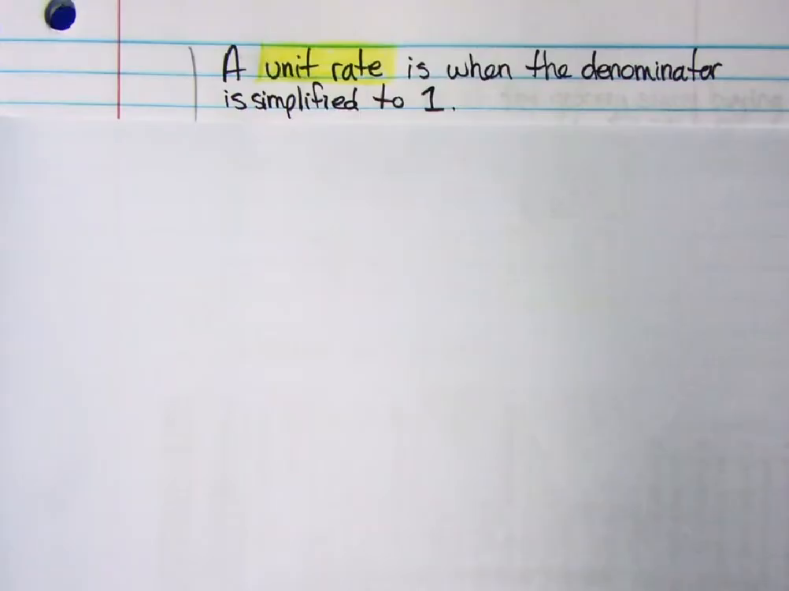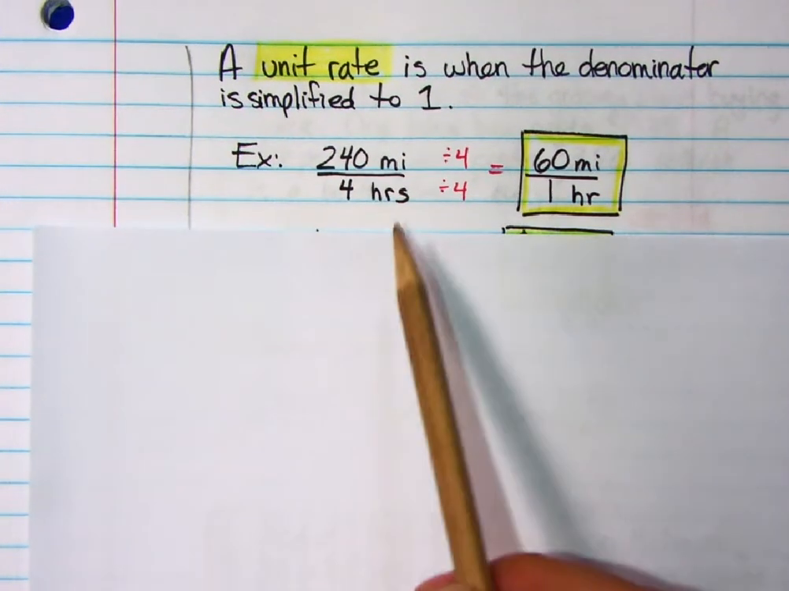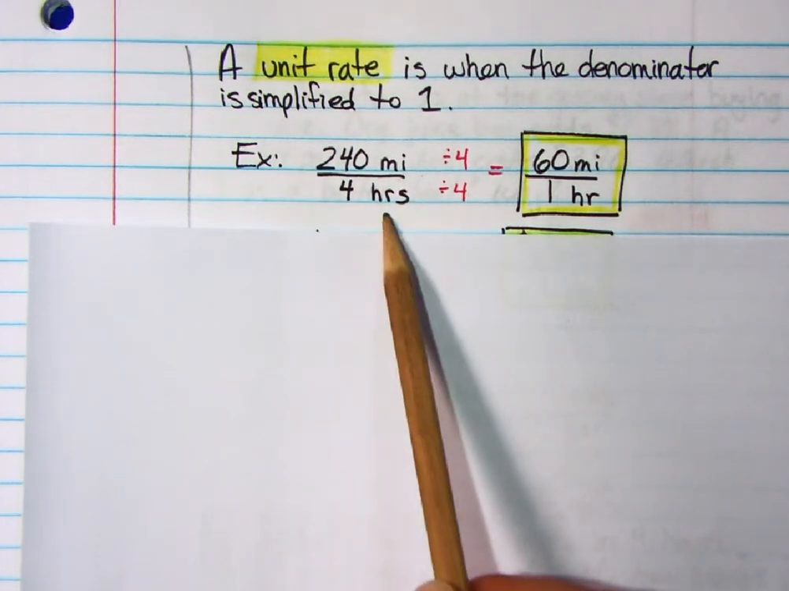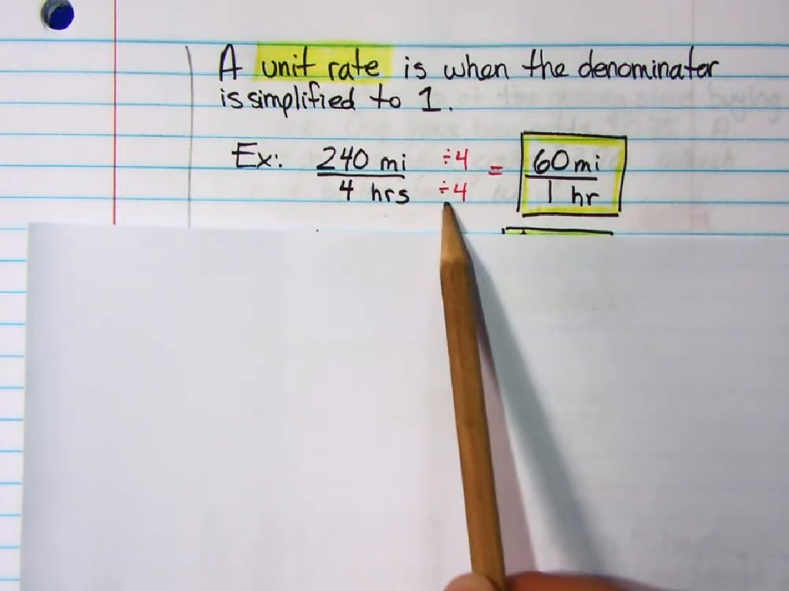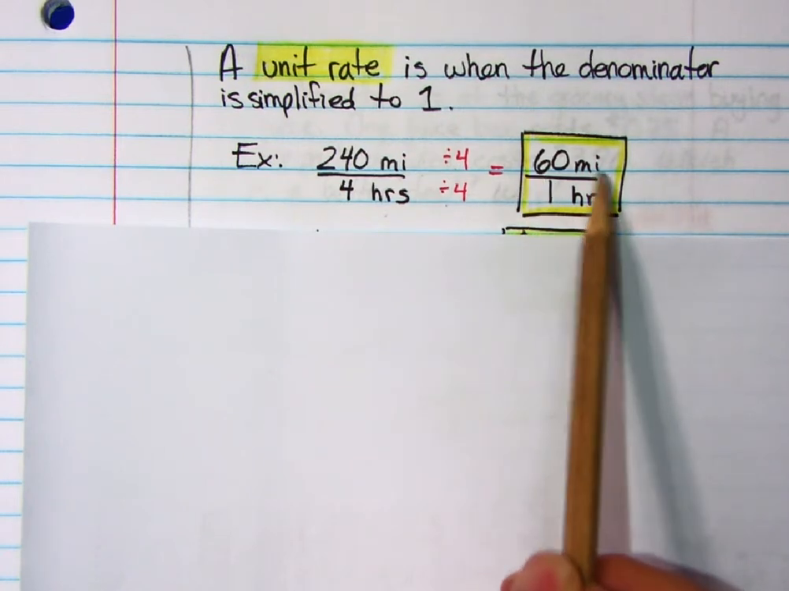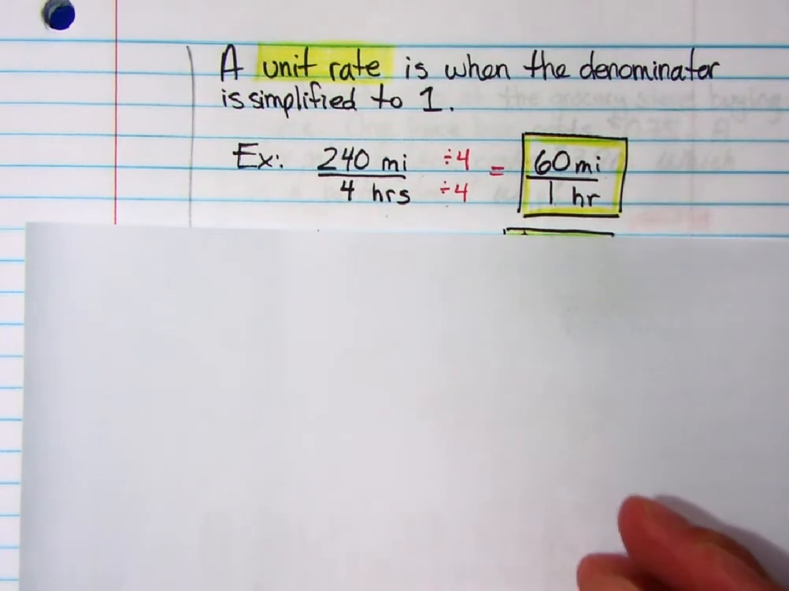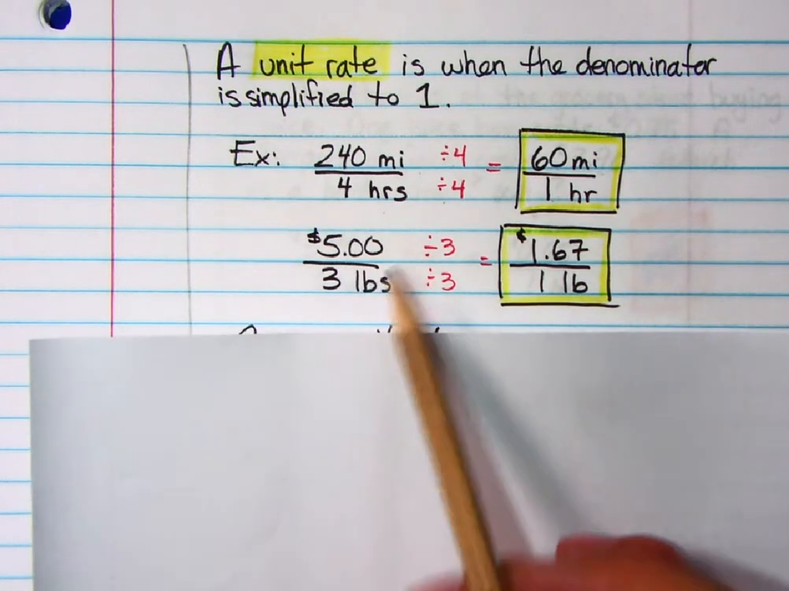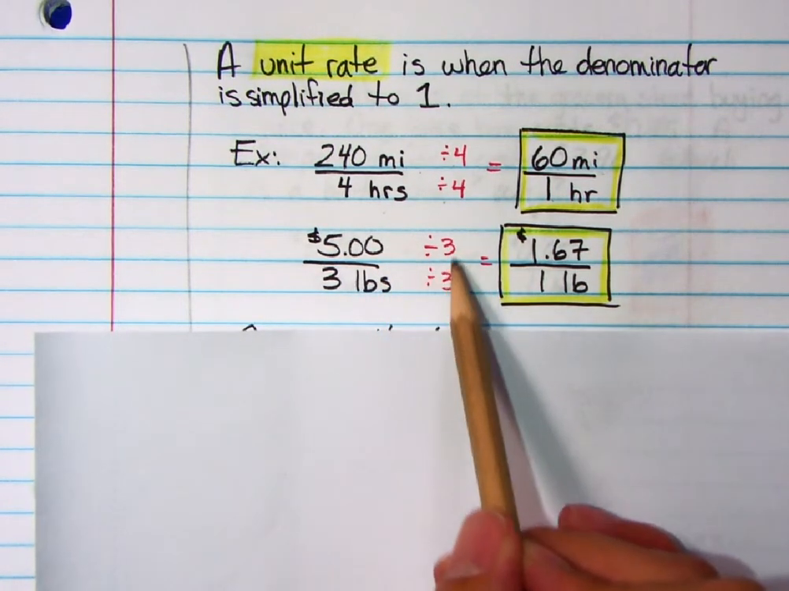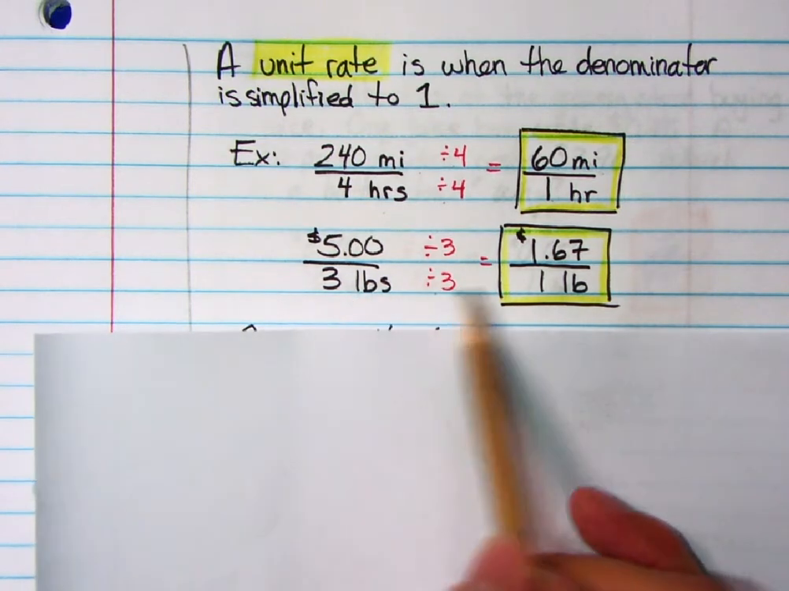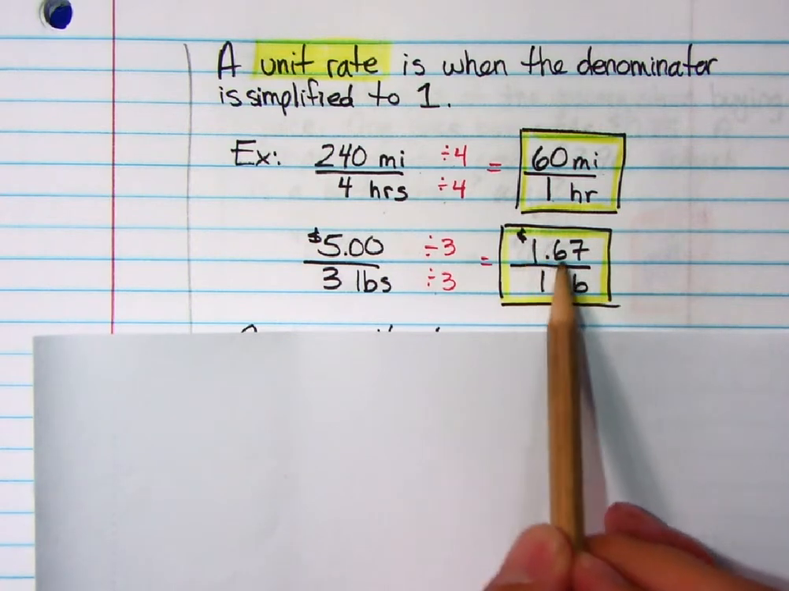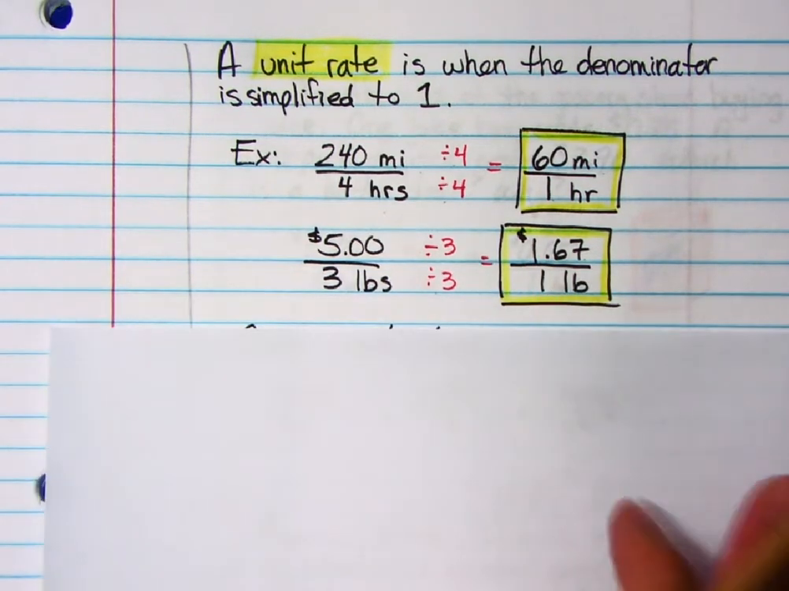Now a unit rate is when the denominator is simplified to 1. What do I mean by that? Well, let's take a look. In the previous example, I showed you 240 miles in 4 hours. Well, if I divide both by 4, it ends up being 60 miles in 1 hour. 60 miles per hour. If I took a look at the other one, $5 for 3 pounds of whatever, divide both by 3 to make my denominator a 1, and you can have a unit rate. These are called unit rates, $1.67 per pound.